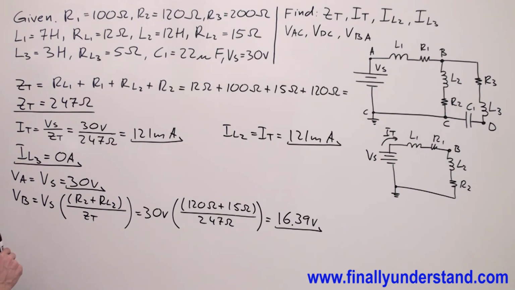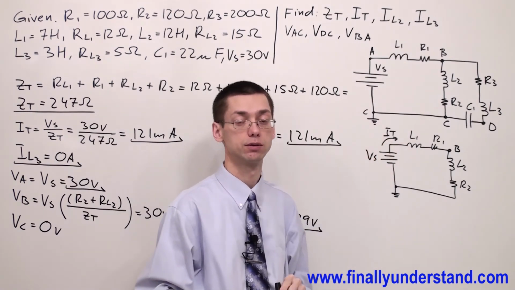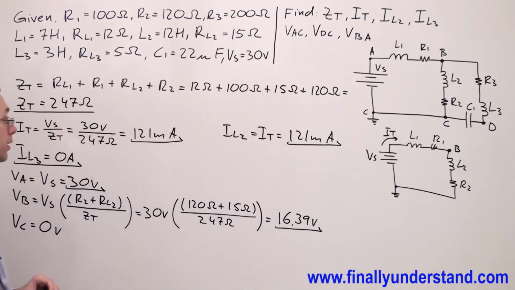Voltage VC is simply 0 volts. Why? Because point C is connected to ground. Ground is basically the reference point, and in this case is equal to 0 volts. Ground is 0 volts. So next we're supposed to find voltage VD.